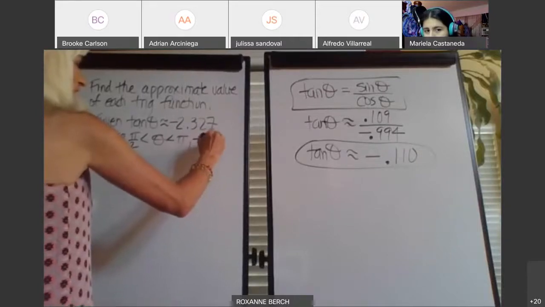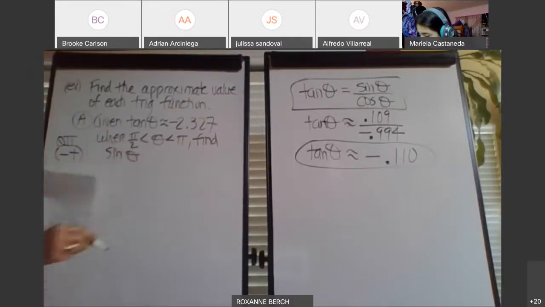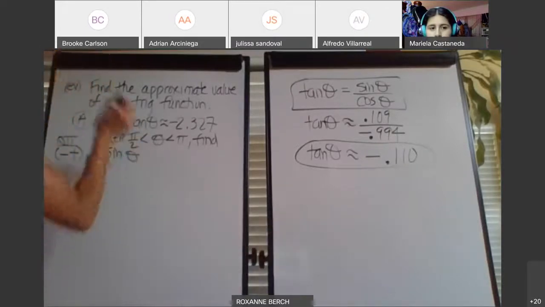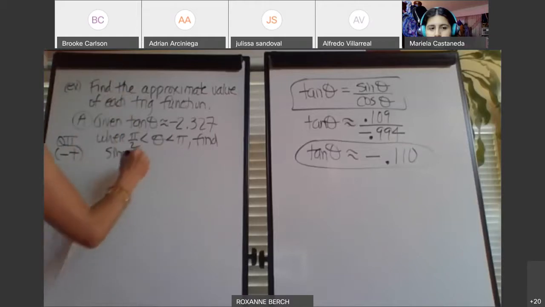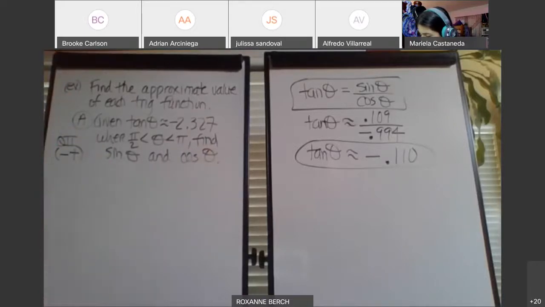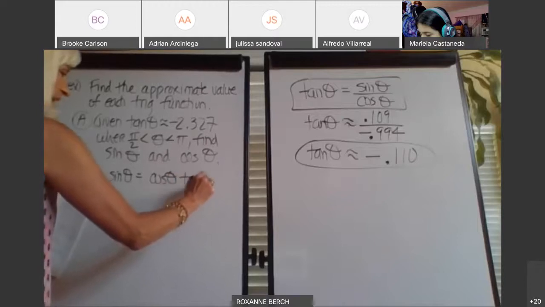They want you to find sine and cosine. Now they're not giving you sine to find cosine or giving you cosine to find sine. They're giving you tangent, and they want you to find sine of theta and cosine of theta. That's a little bit harder. So what are we going to do? Well, we do have a formula now with tangent in it, and you just saw me write it: sine of theta equals cosine of theta times tangent of theta.